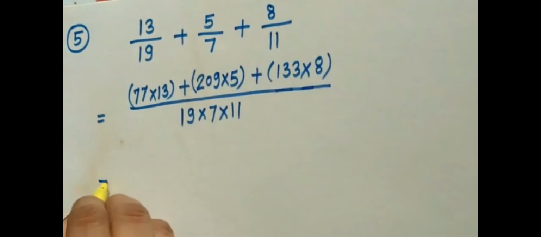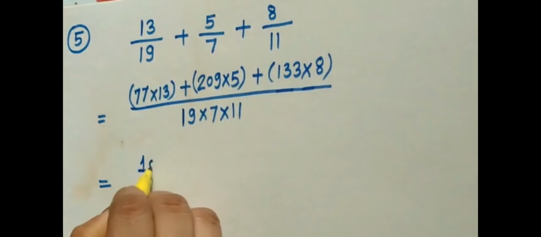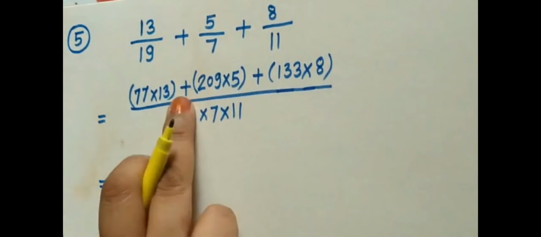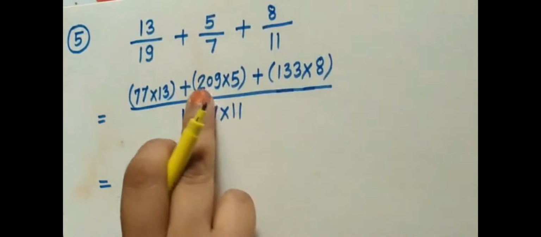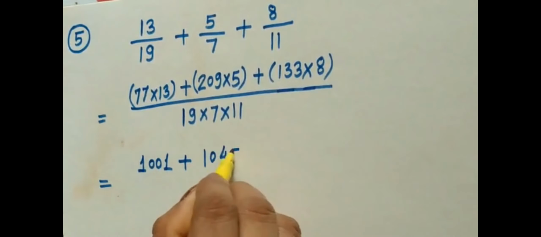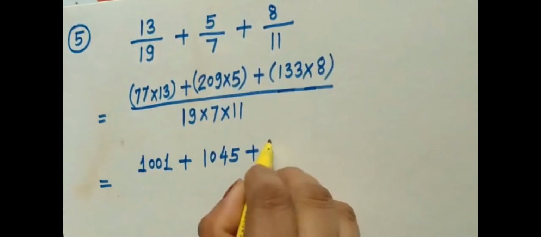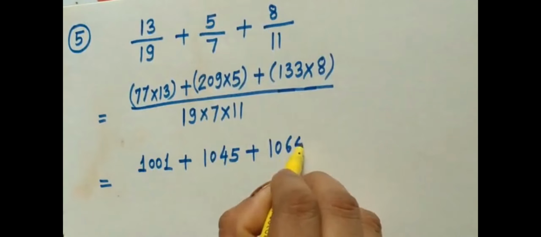Now for the next step, we need to multiply 77 by 13. It will give us 1001. Then plus 209 multiplied by 5, it means 1045, plus 133 multiplied by 8, it gives us 1064.